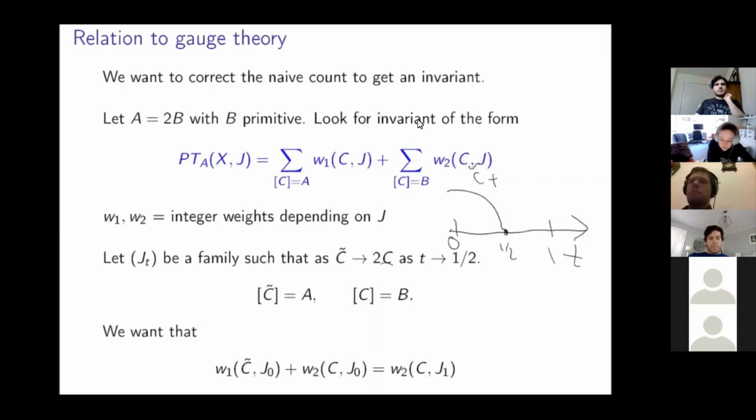So now if you compare this sum at the beginning and at the end of such a deformation, and you require the sum at time 0 to be equal to the sum at time 1, you get this formula: the weight W1 of C twiddle plus W2 of C should be W2 of C, but with respect to the final almost complex structure. So you really should see that these weights should depend on the almost complex structure. So the question is, how do you find weights which behave in this way?